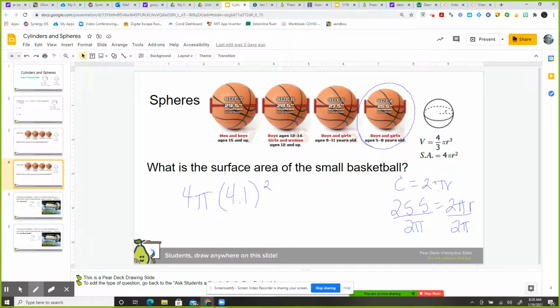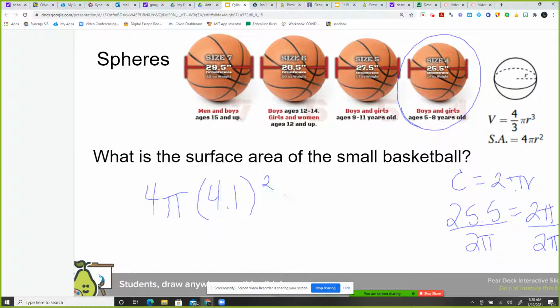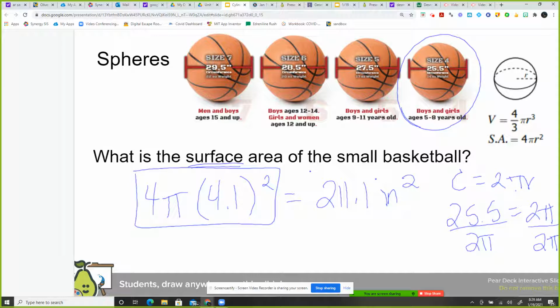So 4.1. And then you just got to put this in your calculator. 4 times pi times 4.1 squared, because we're finding the surface area. You get a little over 200. You got an answer when you put that in the calculator. And this is inches. This is surface area, so this is inches squared.